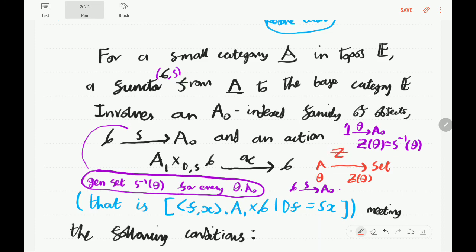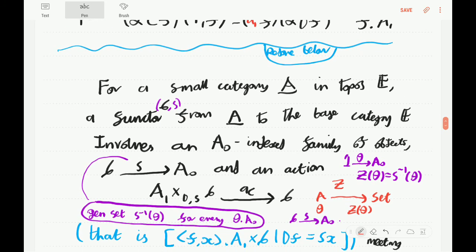Okay, so we're thinking of Z really as a kind of A naught indexed family of objects, because we've got a family of objects for theta 1, which we call Z of theta 1, a load of objects. We've got a family of stuff for theta 2, that's the stuff that gets sent to theta 2, and so on. I'll make this more clear.